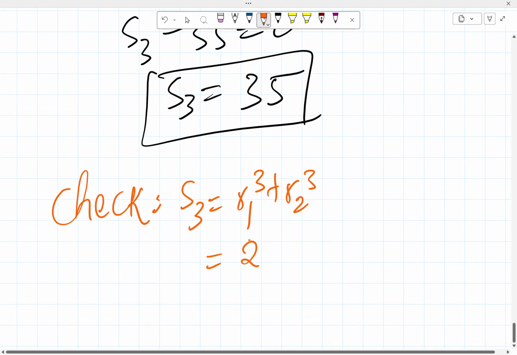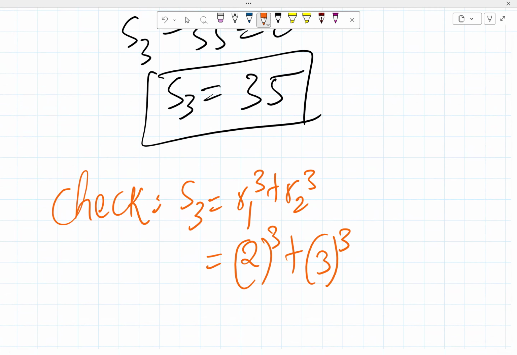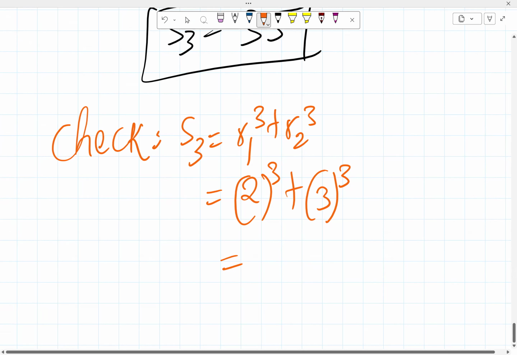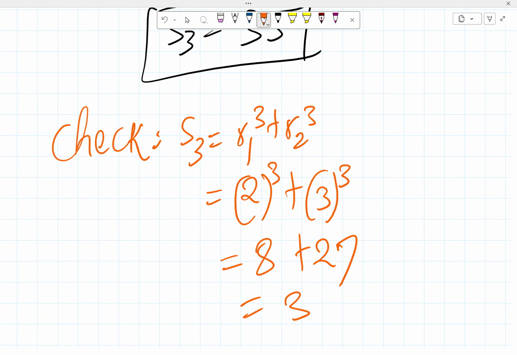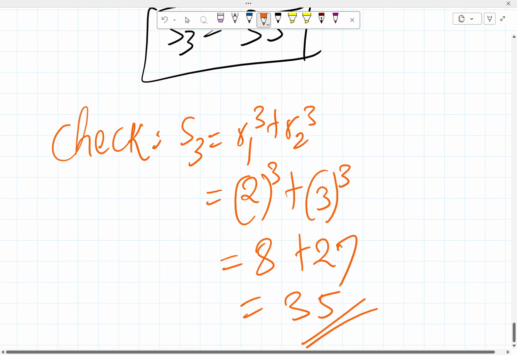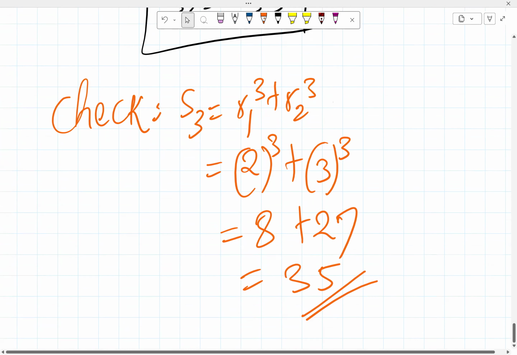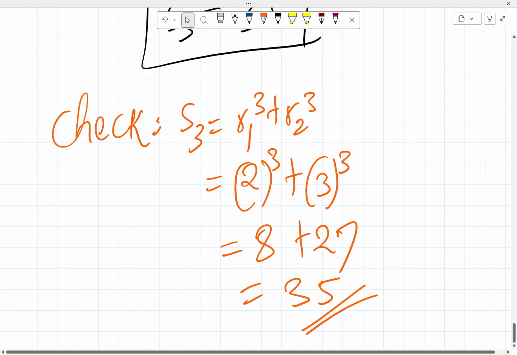That means we have 2 raised to power 3, the first root, and 3 raised to power 3, the second root. The reason why we say symmetric polynomial here is that if R1 is 3 and R2 is 2, it doesn't change anything. So 2 raised to 3 is 8, 3 raised to 3 is 27, and 8 plus 27 is 35. We can keep going and we'll still get our answers.